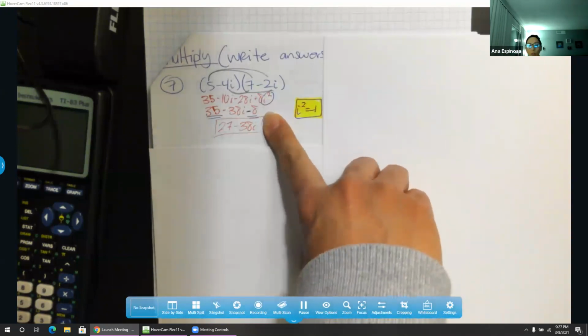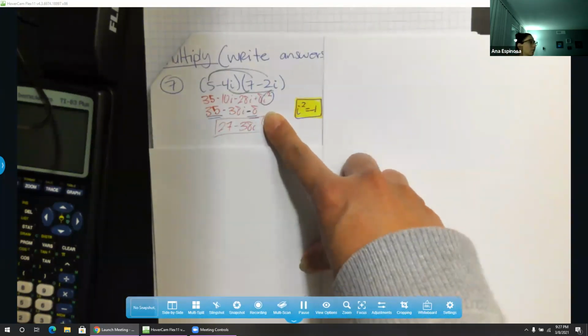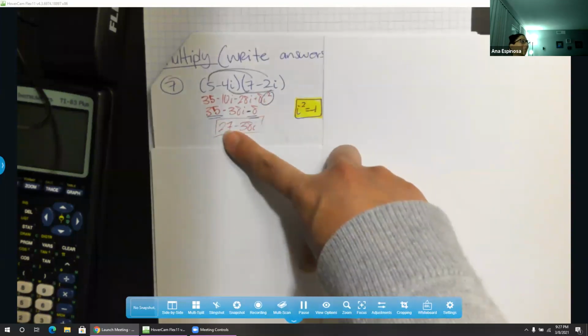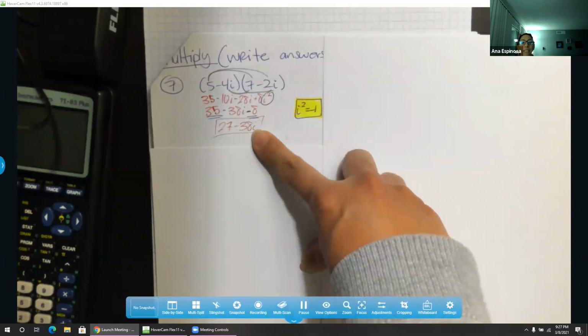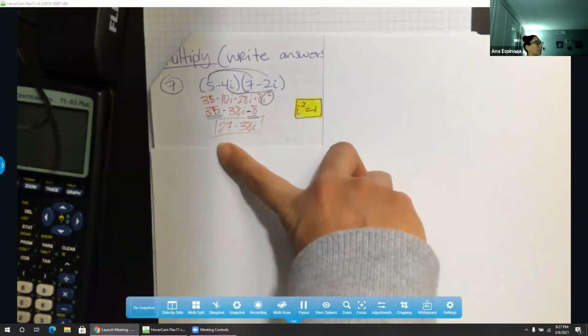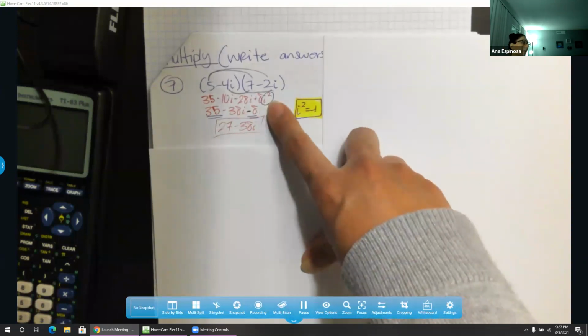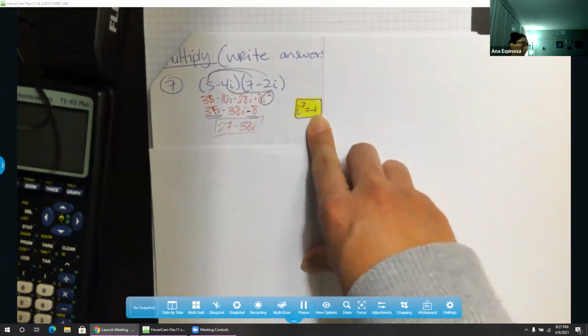End of story. You cannot go around that rule. No more i squareds. They're supposed to disappear. i squared equals -1. You should just end up with numbers and single i's, and you write it down in the specific way, a plus bi. And this is how this i squared disappeared, because i squared is -1. Okay.